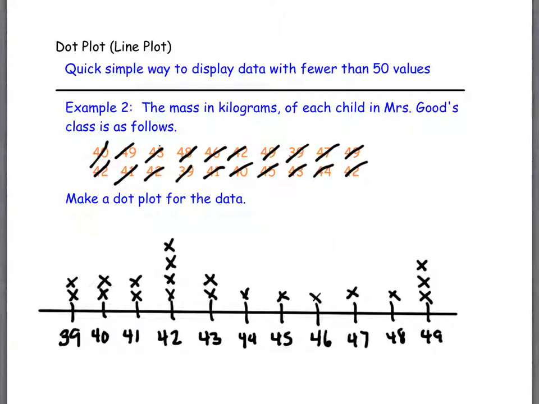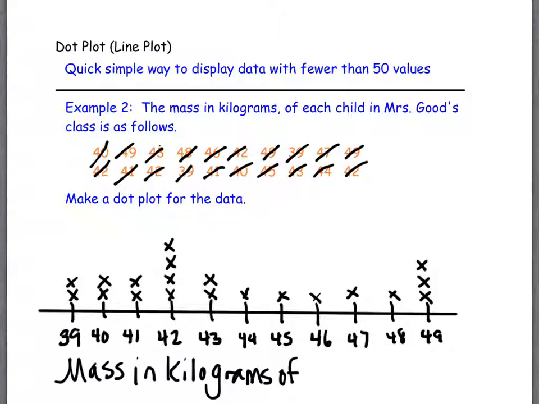Yes, so what is this? What is this a graph of? The mass in kilograms. We do need to make sure we write that it's in kilograms because we don't always measure it that way, right? There's more than one way to measure. Mass in kilograms of Mrs. Good's, we'll say students.